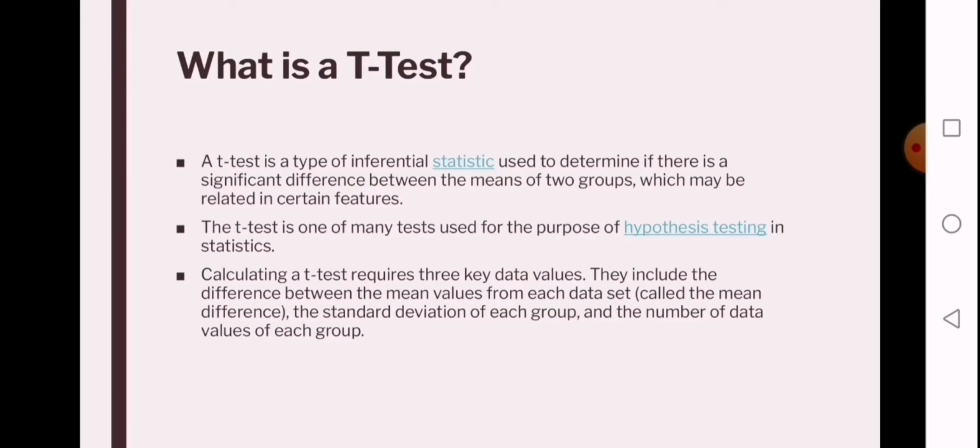A t-test is used as a hypothesis testing tool which allows testing of an assumption applicable to a population. The t-test is one of the many tests used for the purpose of hypothesis testing in statistics, and calculating a t-test requires three key data values. They include the difference between the mean values from each data set called the mean difference, the standard deviation of each group, and the number of data values of each group.